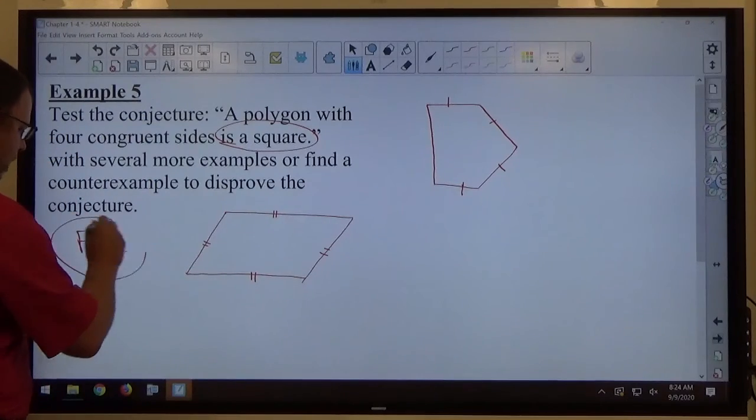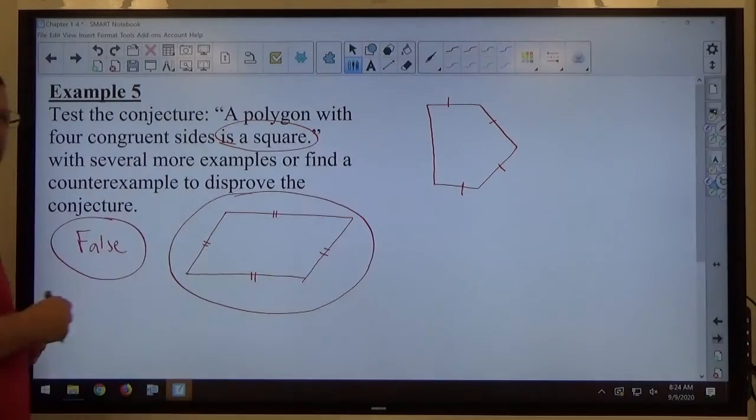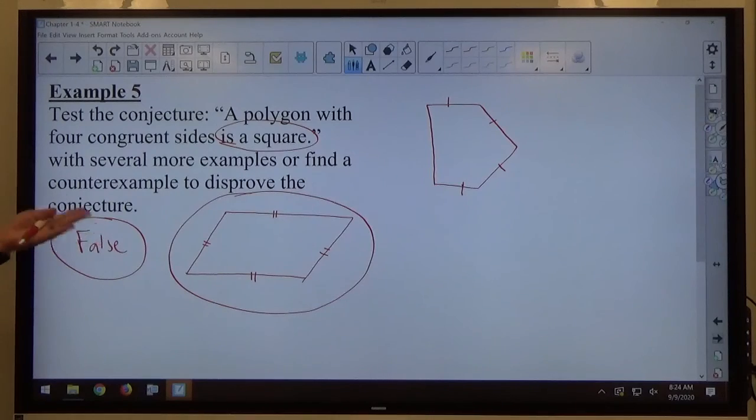So that's what I want to see on your paper on a problem like that. Testing a conjecture, true or false, and then if it's true, give me 3 examples why it's true. If it's false, give me 1 counterexample.